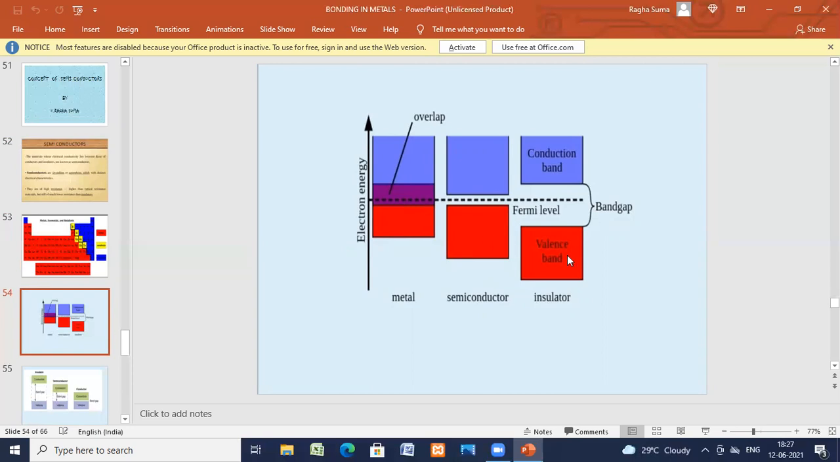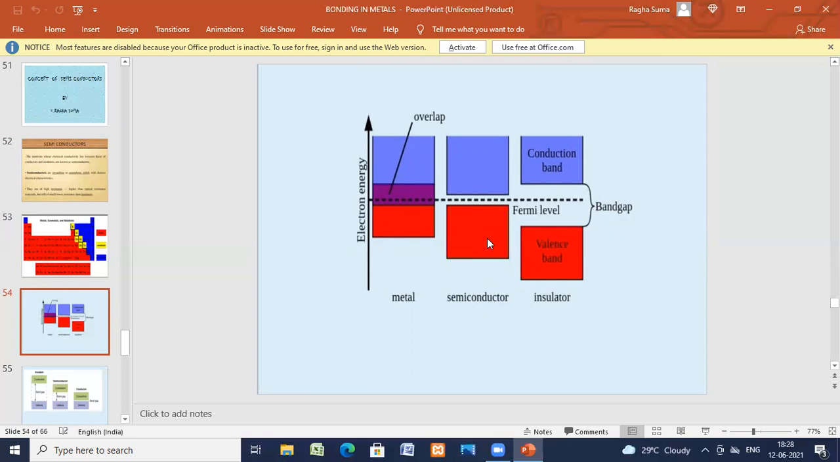And coming to the insulators, between the valence band and conduction band there is a large gap and a Fermi level is there. This band gap inhibits the jumping of the electrons from the valence band to the conduction band.